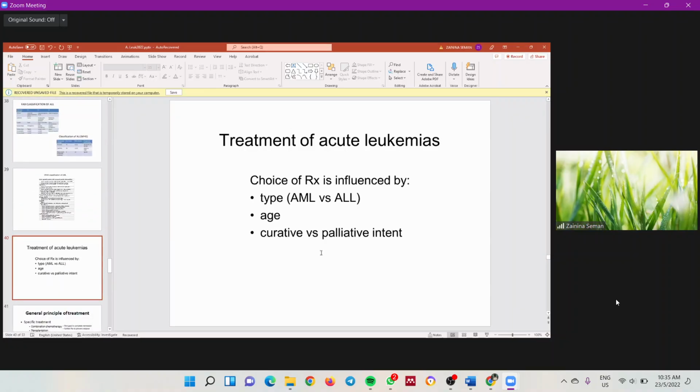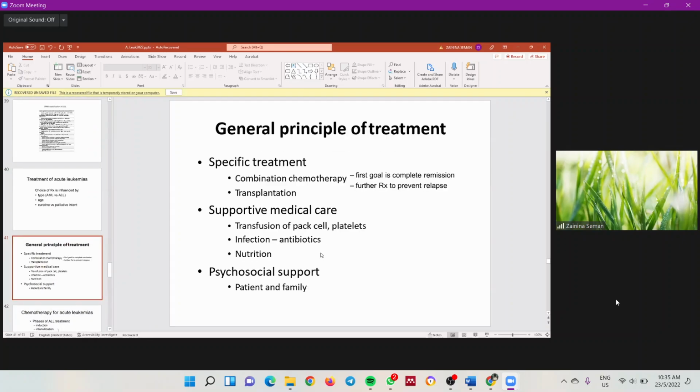And then how are we going to treat this acute leukemia? The choice depends on, or is influenced by, the type of leukemia, the age of the patient, and whether it is curative or palliative. This is the general principle. Usually we consist of a specific treatment for acute leukemia, in which we use combination chemotherapy or transplantation. And other than that, it's just supportive care therapy, for example blood transfusion, antibiotics, nutritional support.